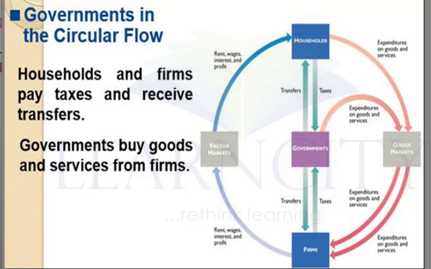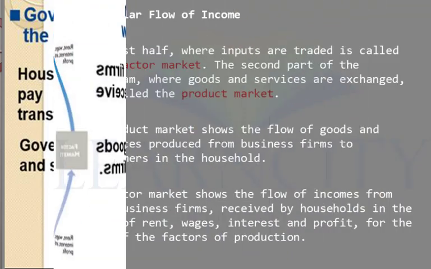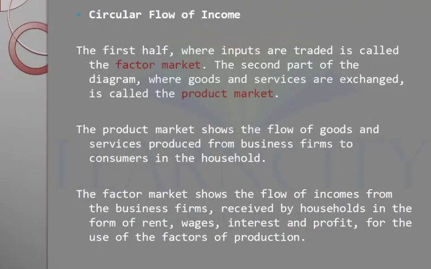So quickly, let's look further into circular flow. The first half, like we showed, where inputs are traded, is called the factor market. The second part is called the product market. That is where goods and services are exchanged. Okay, it's called the product market.